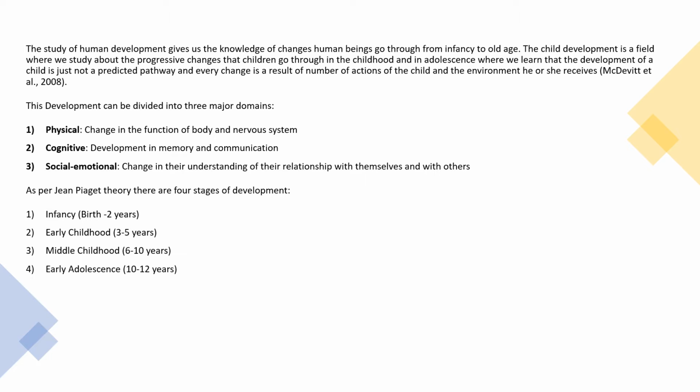As per Jean Piaget, we can divide child development into four stages. Number one is infancy, which is from birth to 2 years. Number two, early childhood, from 3 to 5 years. Number three, middle childhood, from 6 to 10 years. Number four, early adolescence, from 10 to 12 years.